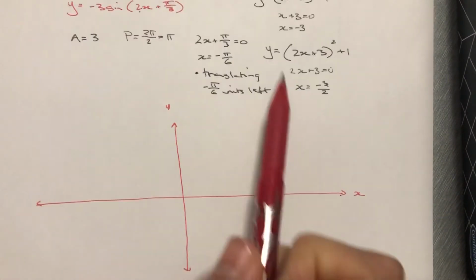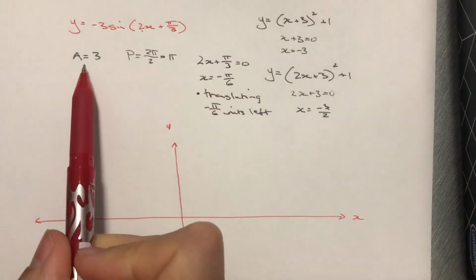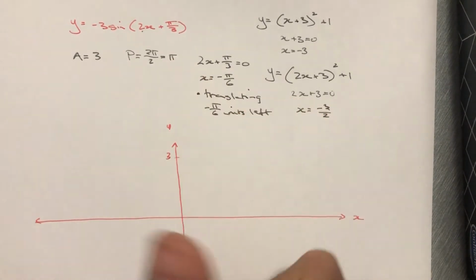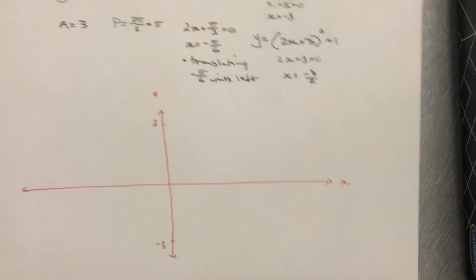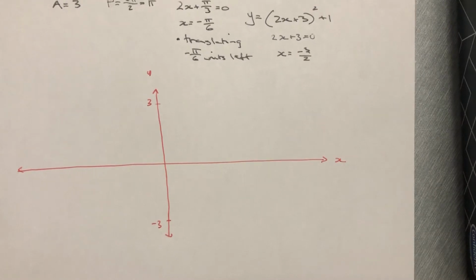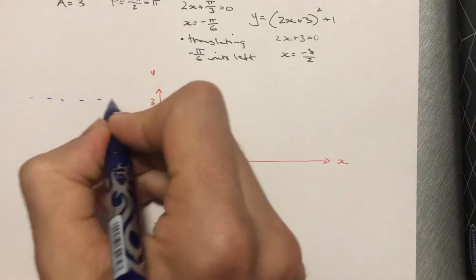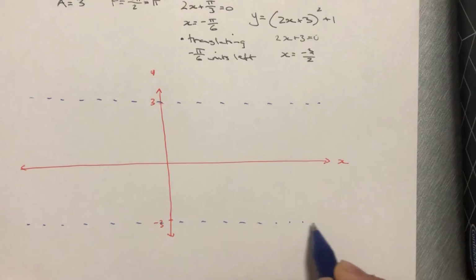Alright, now I'm going to forget about this stuff for now. It's going to be easier if I just work out our amplitude first. So it's going to go all the way up to 3. It's going to go all the way down to negative 3. So I'll put my guidelines in. Again, you don't have to do this, except it will make it easier, particularly with these ones where we move from side to side.